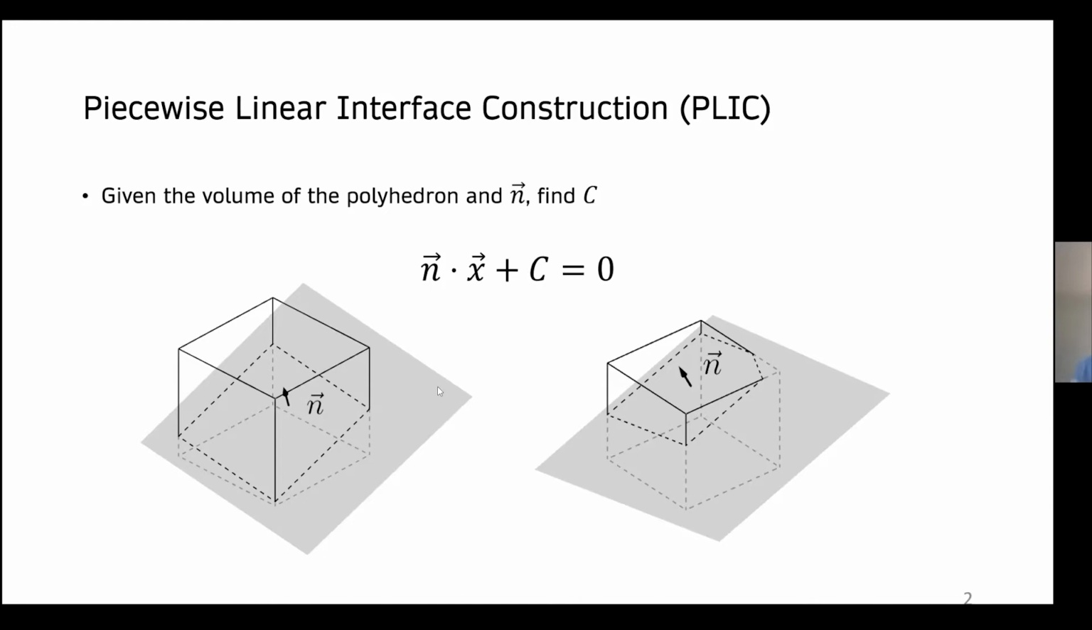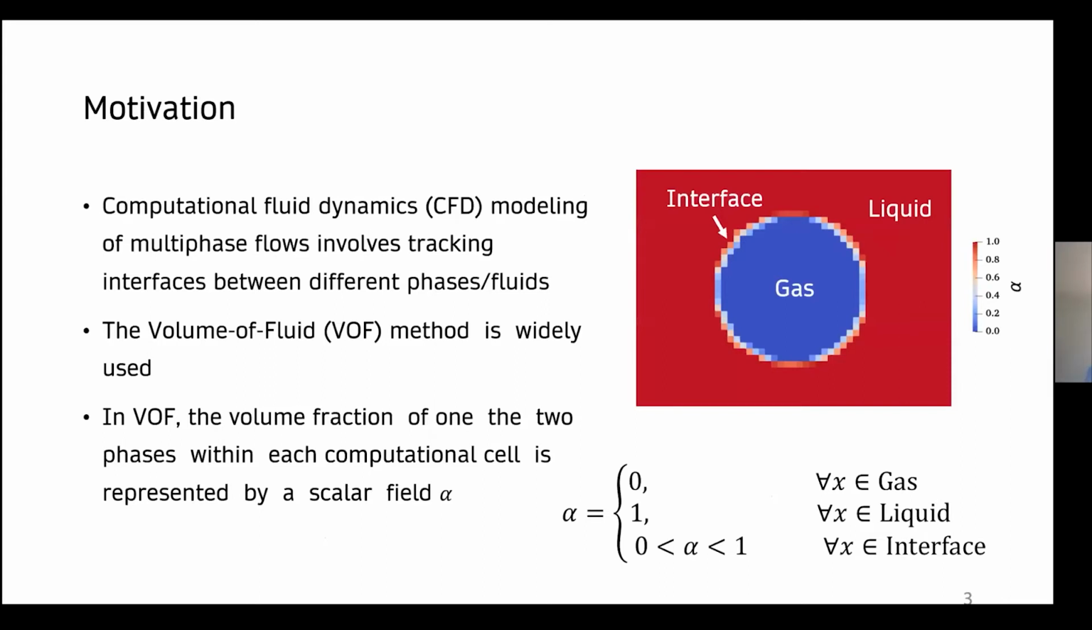So basically, I want to repeat that we give the volume of this polyhedron that is formed under this plane. We have the normal, and the goal is to find this constant C, so basically the location of this plane relative to the origin. It looks like a very simple geometrical problem, but it's actually not. It's a very complex geometrical problem, and it has been studied for 20 years. I first want to talk about why we're even interested in solving this problem.